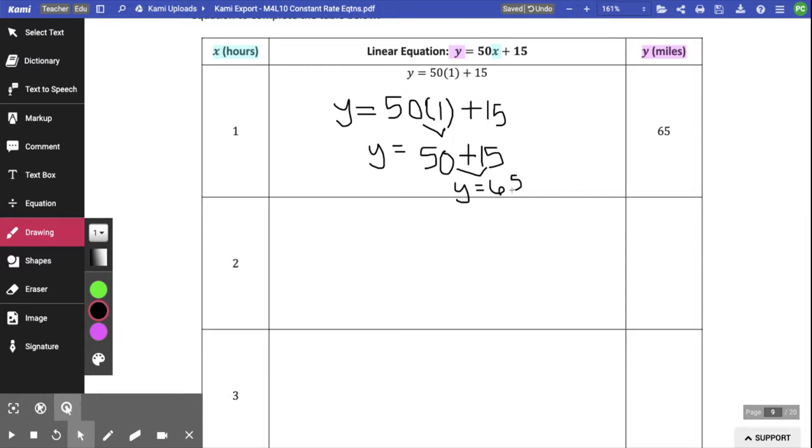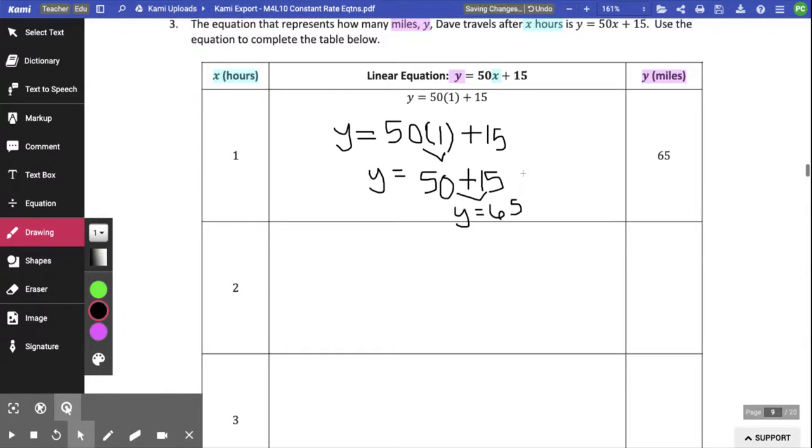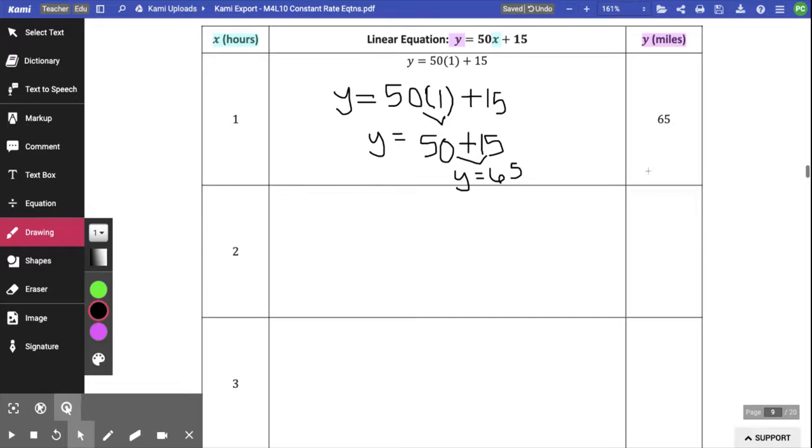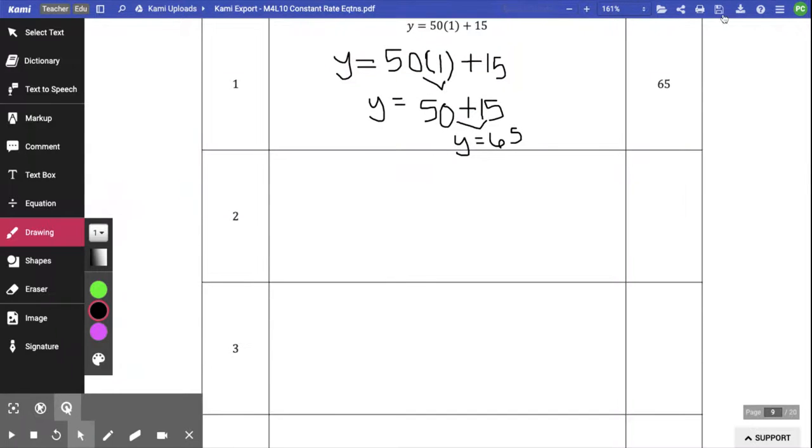65. And since y is equal to 65 and y represents the amount of miles that he's driven, we're going to take this 65 and we're going to write the answer right in here. So this means that in 1 hour of driving, this man, Dave, has driven 65 miles. And if it's a constant rate, we actually don't necessarily have to use the equation to get this amount of time, because if he drives 65 miles in 1 hour, in 2 hours, if he has a constant rate, we would just think, well, 65 plus 65 because there's 2 hours of driving.